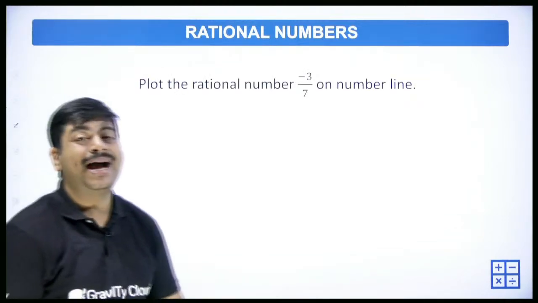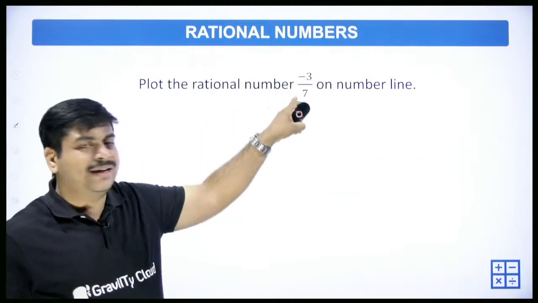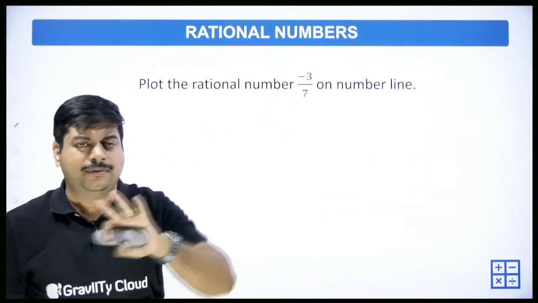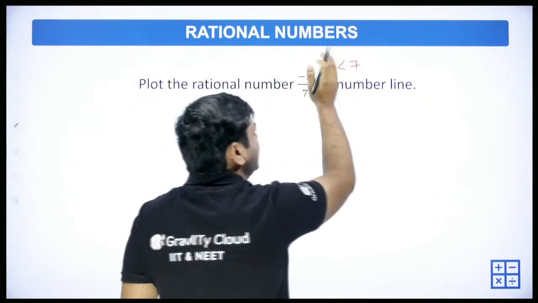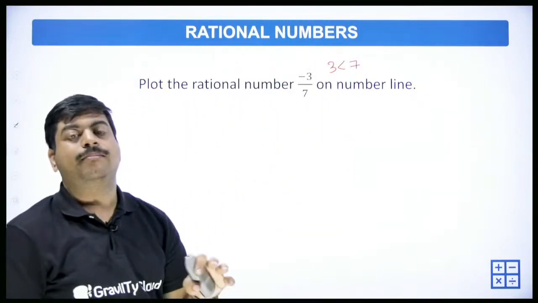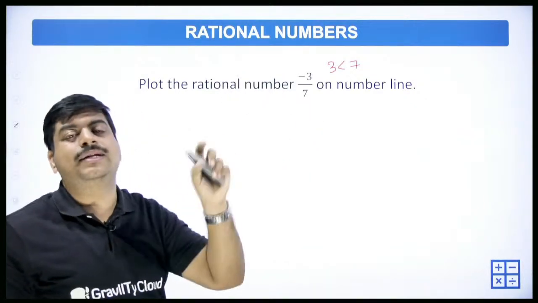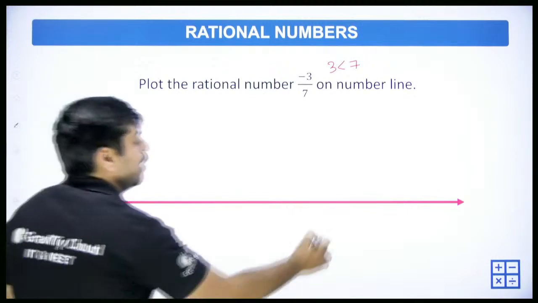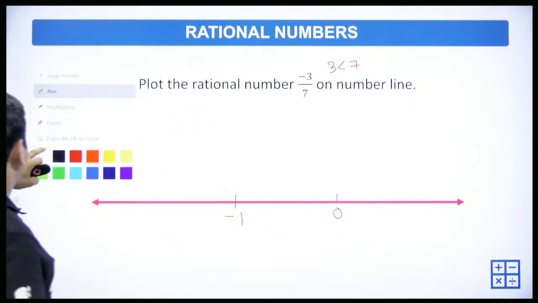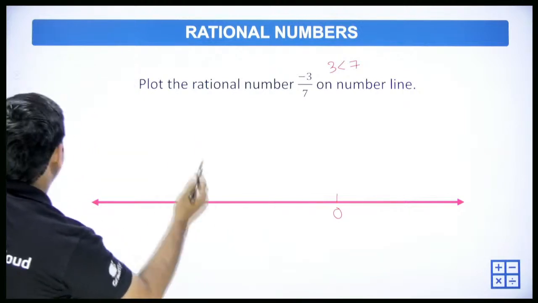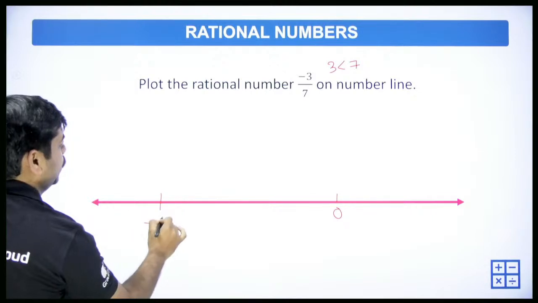Plot the rational number minus 3 by 7. Once again, 3 is less than 7, so the numerator is less than the denominator. Positive or negative, we'll see, but it is a number between 0 and 1. As we have a negative number, it is a number between 0 and minus 1. Let us give more space to write minus 1 so that we can mark the parts we want.